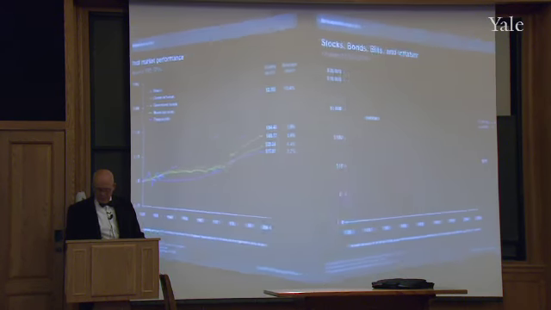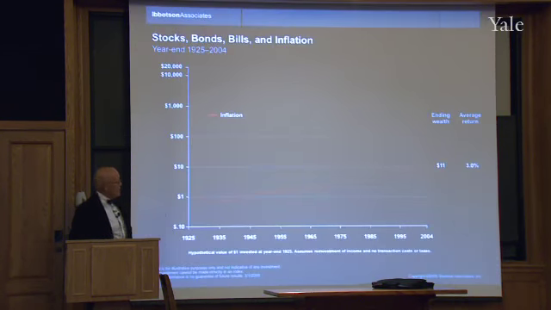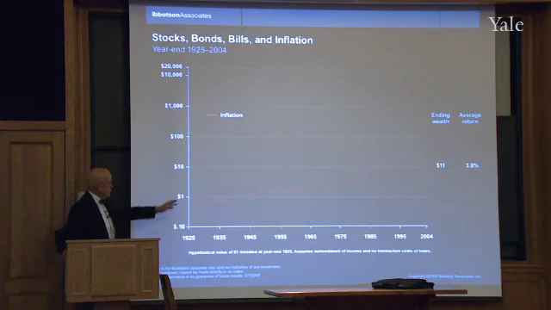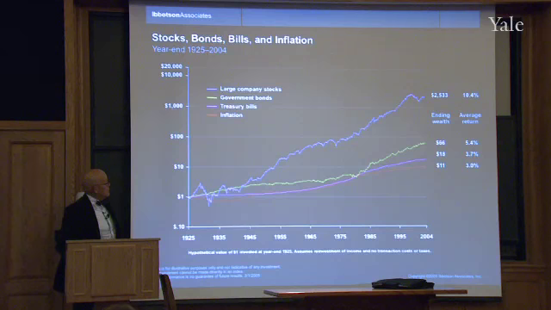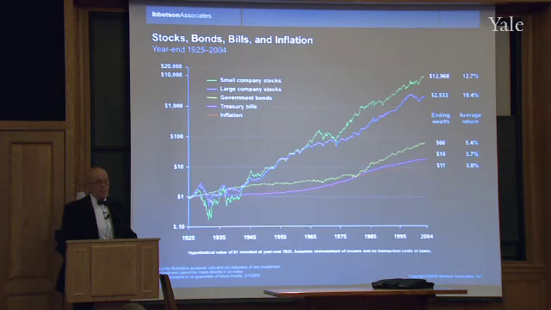Let's take another set of these. We let inflation go unnoticed in that one. And here we'll show inflation by the red curve. And then the T-bills, government bonds, large company stocks, small company stocks. And you get a huge premium there.